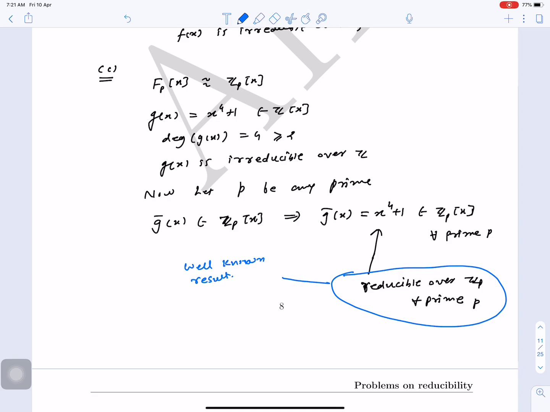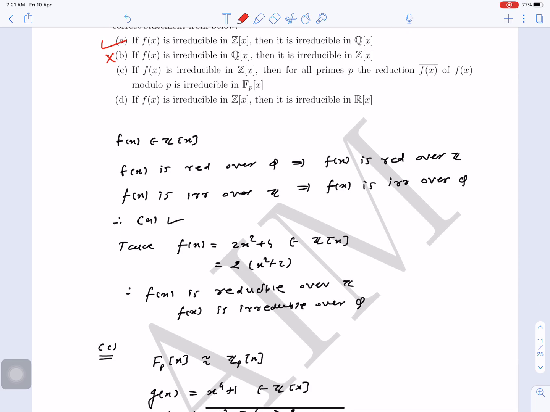Well known result: it is reducible over F_p for every prime p. So for option C we have f(x) irreducible over Z[x], but f bar(x) is reducible for all primes p over F_p. So option C is wrong.